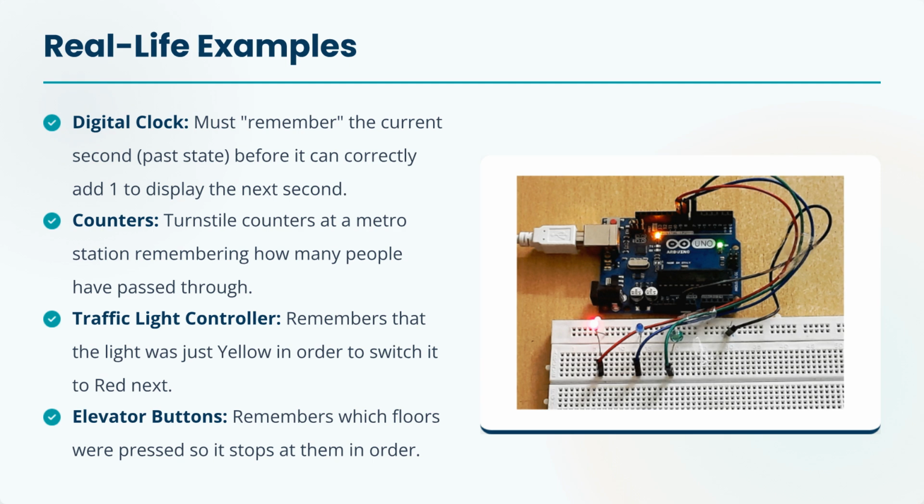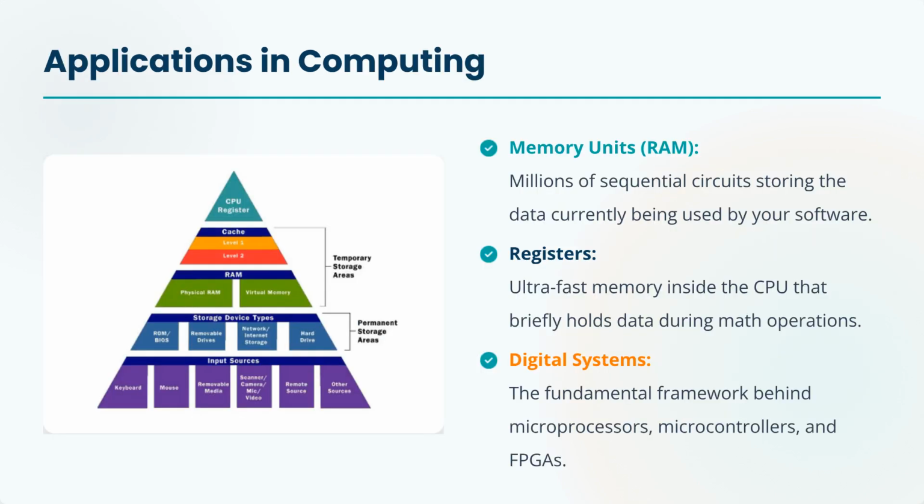Sequential circuits are used in many real-life applications. Examples include digital clocks, counters for counting people, traffic light controllers that remember the previous light, and elevator buttons that store floor requests. In computing, sequential circuits are the basis for memory units like RAM, storing data for software.